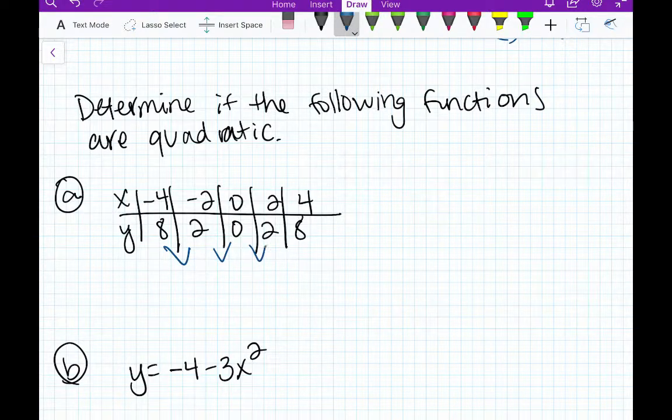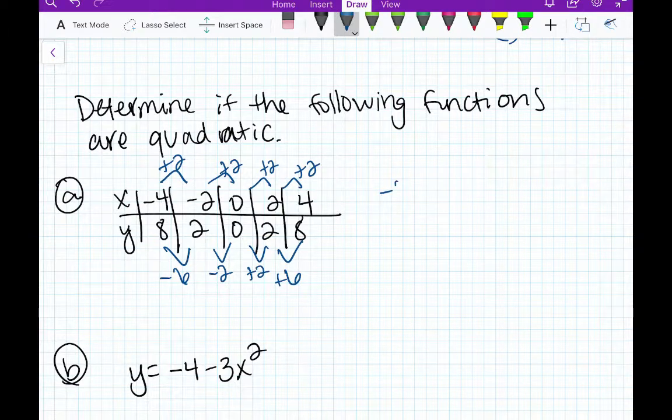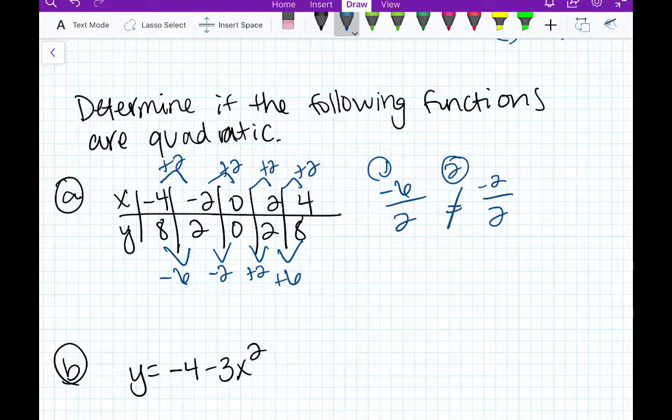So looking at this first question, it's a table. So let me find the rate of change and see what I notice. From 8 to 2 is minus 6. From 2 to 0 is minus 2. From 0 to 2 is a plus 2. From 2 to 8 is plus 6. The change in x is always plus 2. So notice that the change in y is different, but the change in x is the same. So the first rate of change is negative 6 over 2, and then the second one is negative 2 over 2. And notice those are not equal. Therefore, this is not linear.